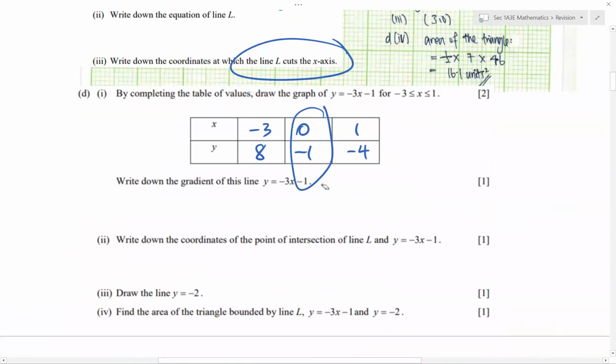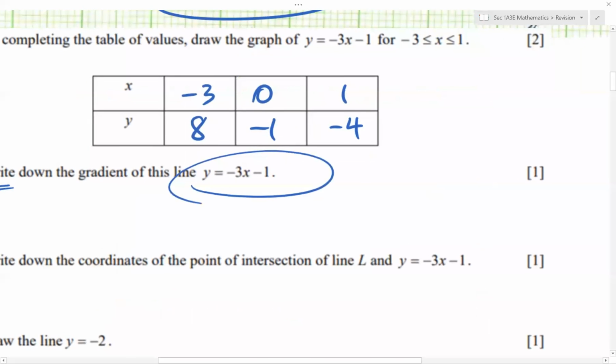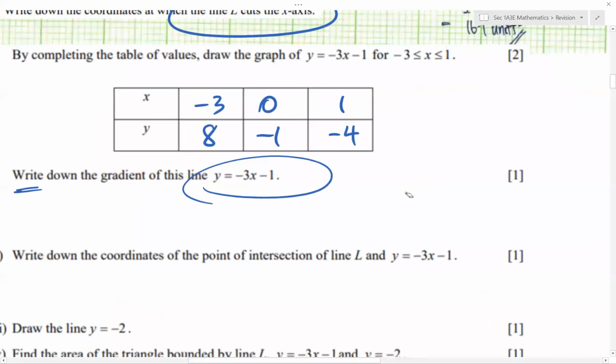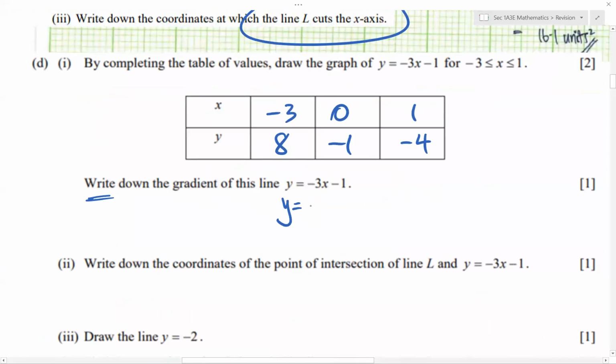To write down the gradient, there's no calculation involved. You can do a rise over run if you want to, but you're just wasting your time. When they say write down, they don't expect you to do any calculation. We can obtain the gradient from the equation straight away. Y equals mx plus c.